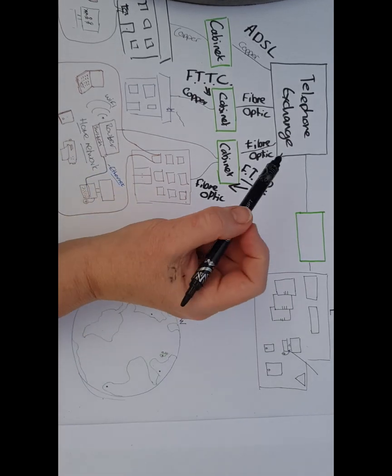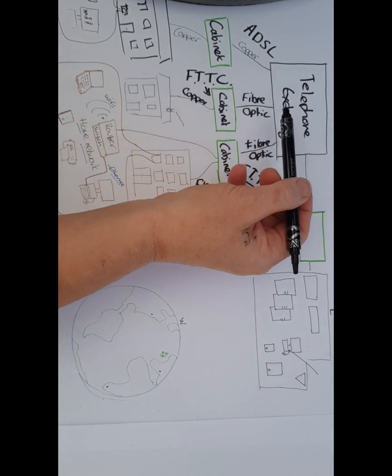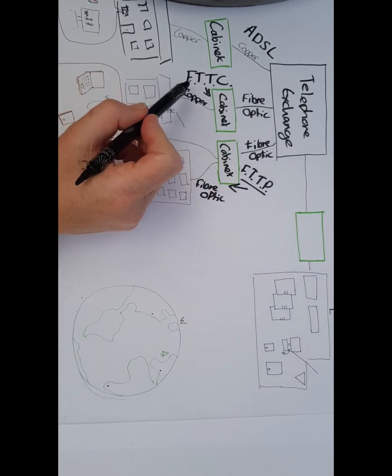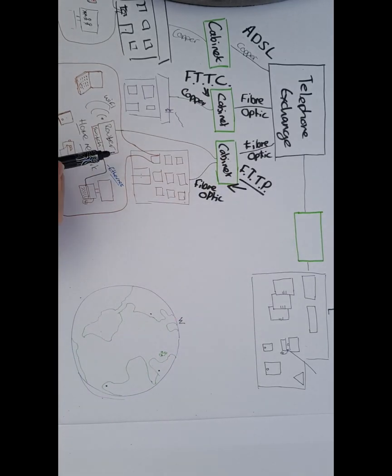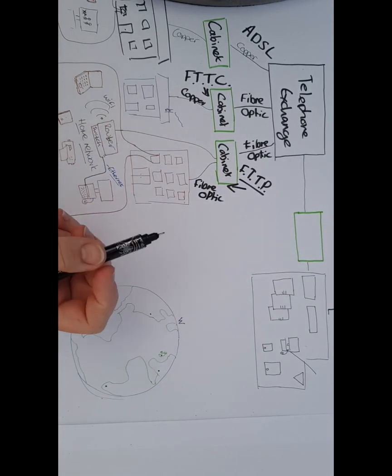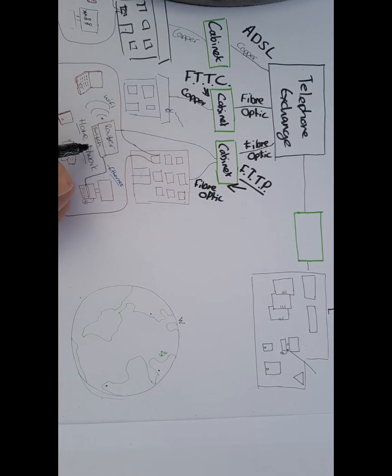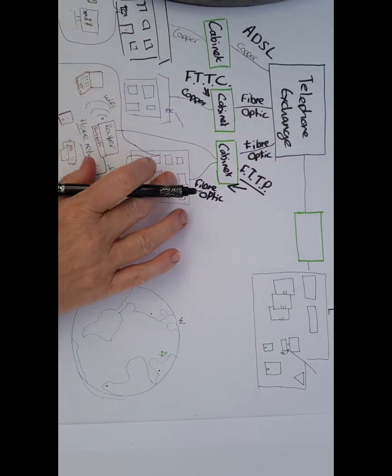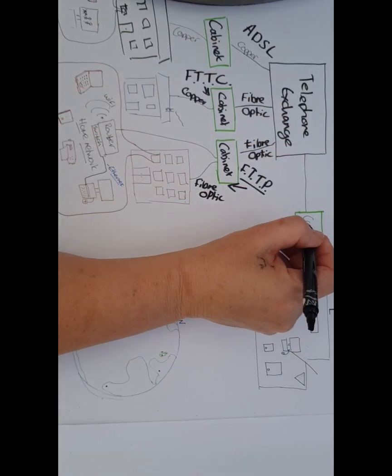Okay, so now we've got the telephone exchange, we've got how the signal gets from the exchange into the homes, different methods, FTTC, FTTP. Inside the home, this is like your house, router, maybe a switch, Wi-Fi, maybe Ethernet cable for some of your devices. So we've got a bit of an idea.